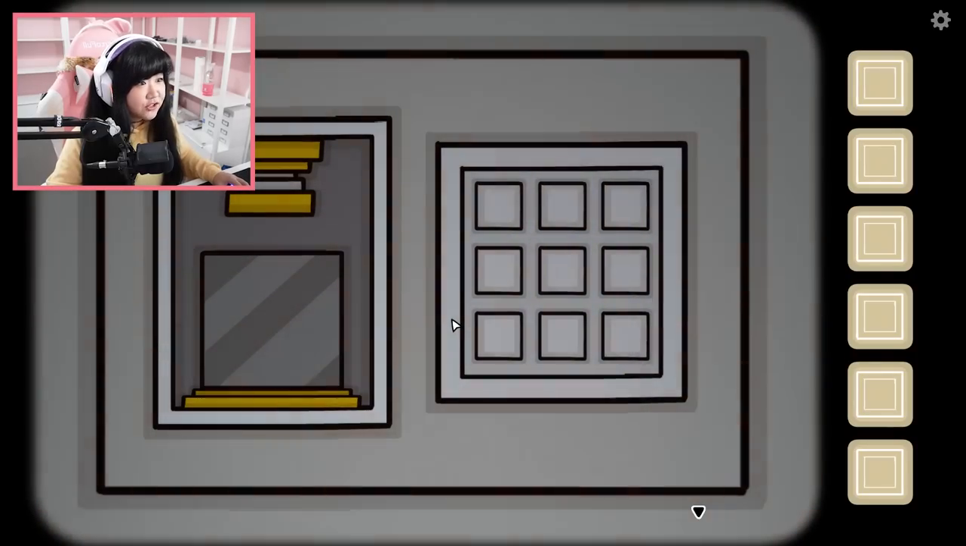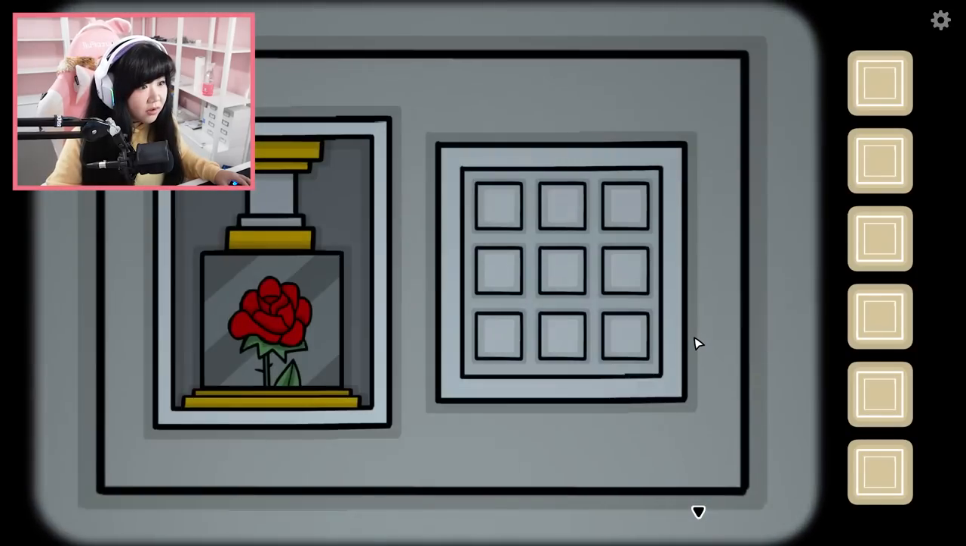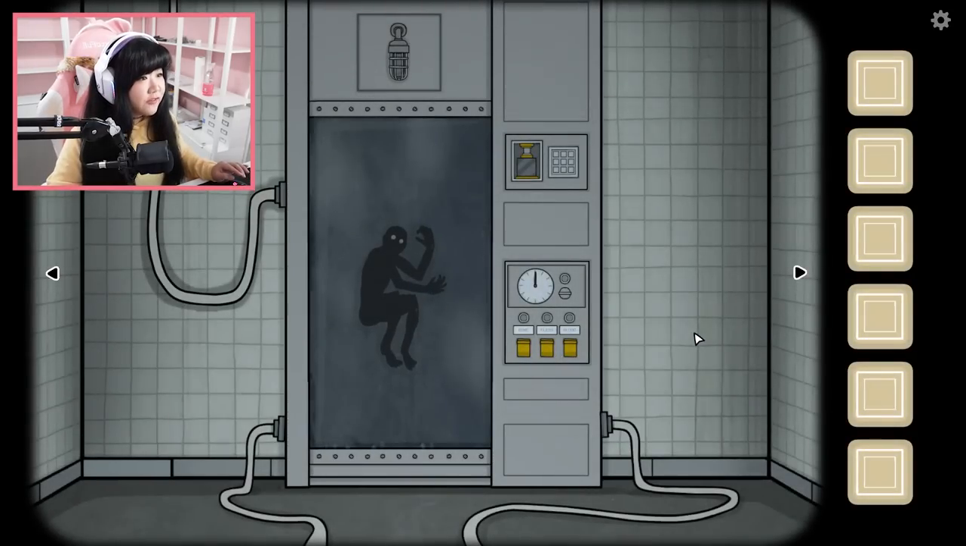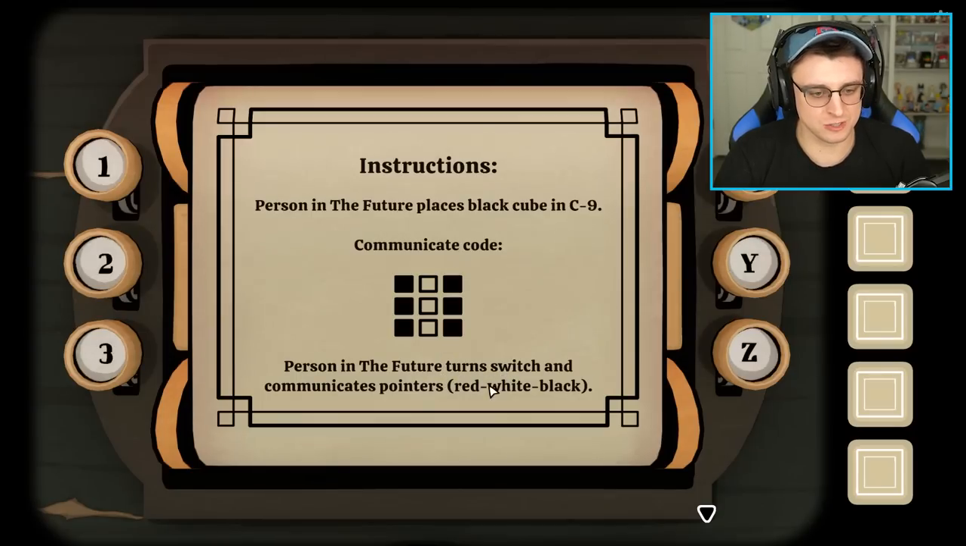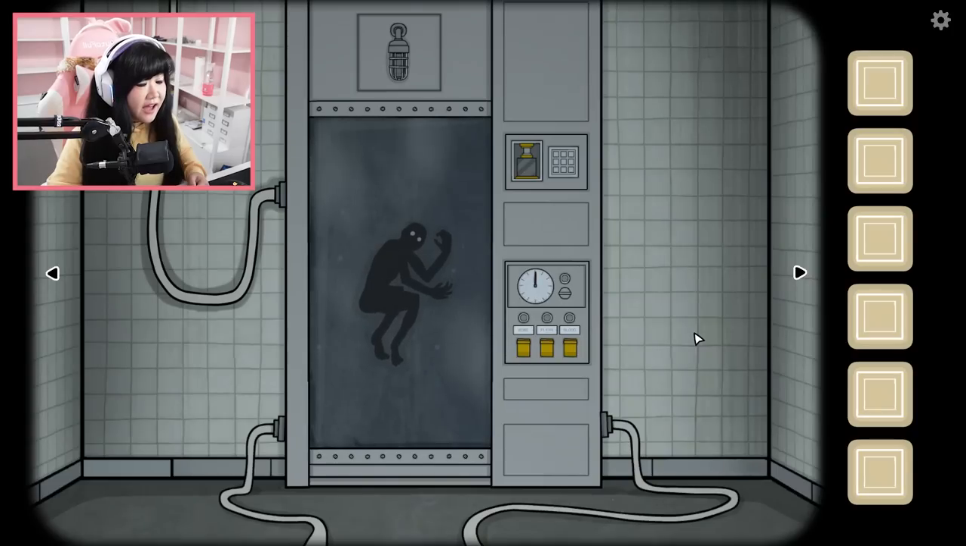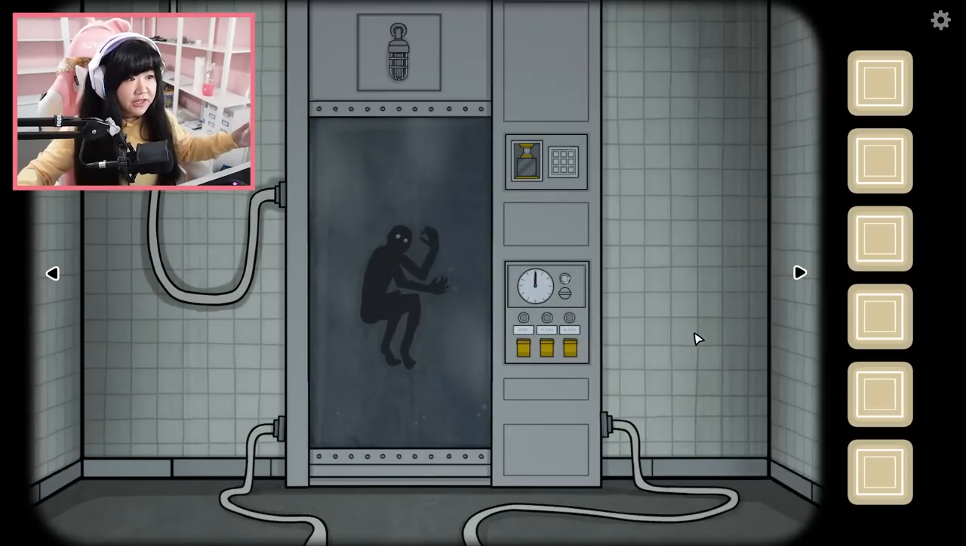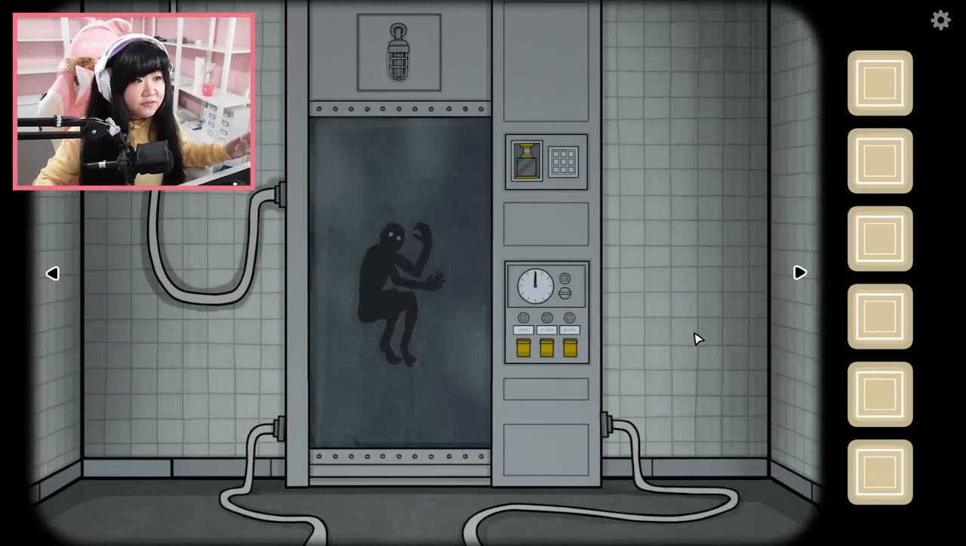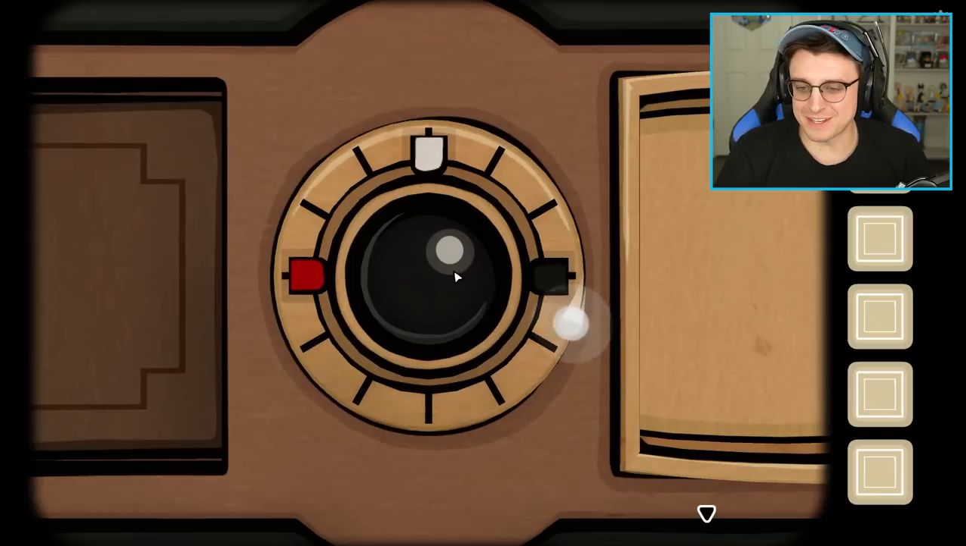Okay, I put the black cube in here. Now I can click and color. Okay, that went too fast. Person in the future turns switch and communicates pointers red, white, black. I got a flash of different images really quick and then it put me in a zoomed out camera mode where in my tank all of a sudden I have a person. Babe, I have a shadowy person in my tube. It's probably the same shadowy person I had last time.